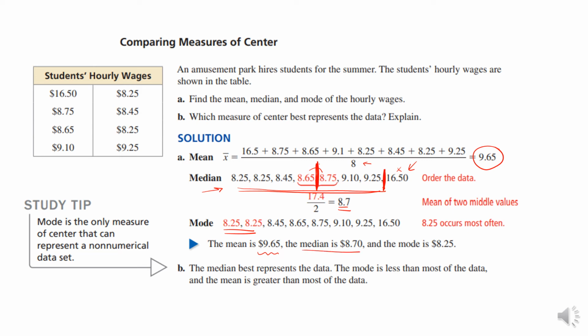And so it's a pretty good use. We're not going to use the mode ever as our measure of center, but it's important to know that it's 8.25. That's probably the starting wage, and since they're always having high turnover, that's what it is. So the median best represents the data. The mode is less than most of the data, so that's another reason we wouldn't use it, because we don't know if it's less, more, whatever. And the mean is greater than most of the data. So the median best represents the data, okay? And this is telling you that the mode can be non-numerical, which is also why it doesn't always have any value.